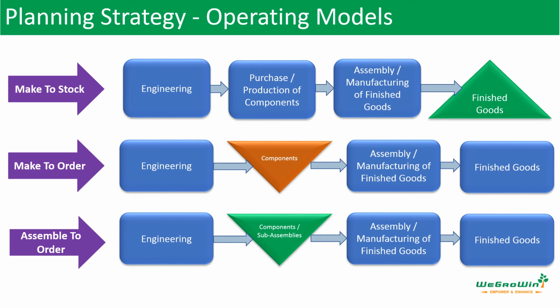In an assemble to order situation, we keep the components and sub-assemblies or modular products ready. The components and sub-assemblies are kept based on the forecast or the expected stock level, and they will be assembled only after getting the order from the customer. So that is assemble to order, which means we keep components and sub-assemblies ready in stock, but we convert them into finished product only on getting an order from the customer.